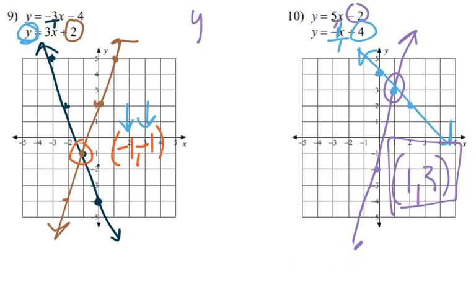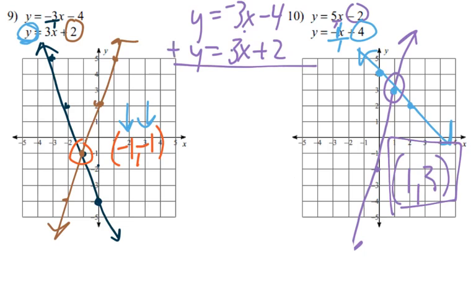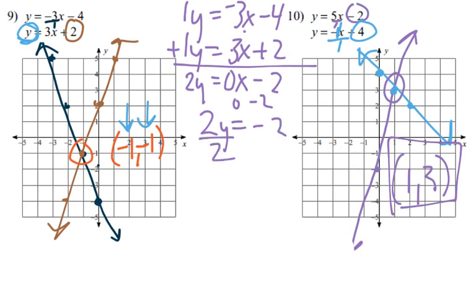So for that one, y equals -3x minus 4, y equals 3x plus 2. Well, then I could have said, okay, my x's are exactly the same, except one's negative and one's positive. So if I added them, negative 3 plus 3 would give me 0x, right? Negative 4 plus 2 would give me negative 2. 1y plus 1y would give me 2y. Well, 0 times x is just 0. 0 minus 2 is negative 2. So 2y equals negative 2. Divide by 2, I get y equals negative 1.